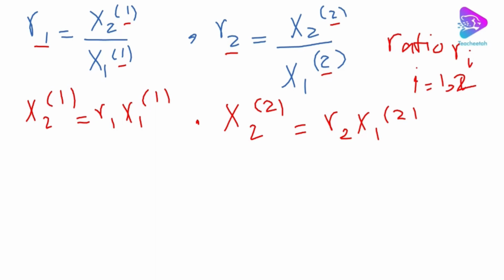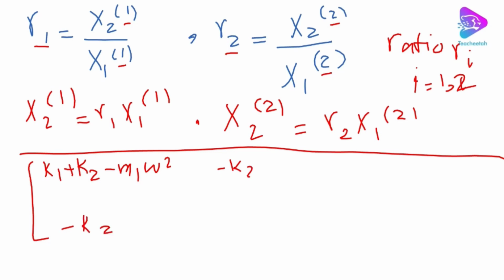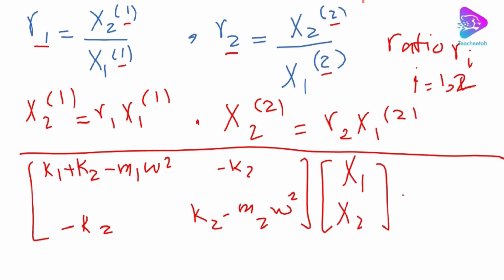And why I'm doing this, we can simply go back to our original matrix representation. What we had here, you remember, for our system, was k1 plus k2 minus m1 omega squared, and then we have minus k2, and k2 minus m2 omega squared, times capital X here, which are the amplitudes, right? So we have x1 and x2 equal to 0.